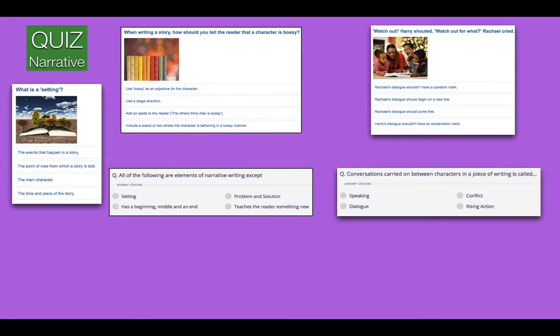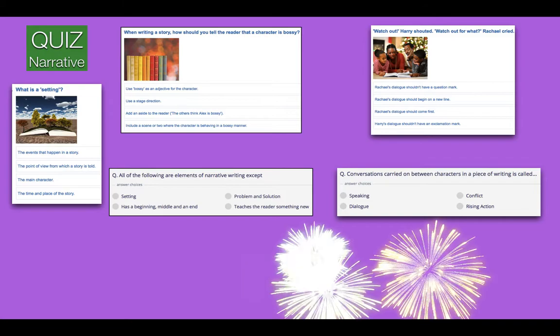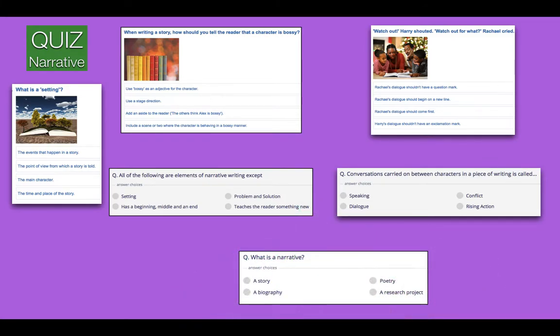Conversations carried on between characters in a piece of writing is called number one, speaking. Number two, conflict. Number three, dialogue. Number four, rising action. What is a narrative? Is it number one, a story? Number two, poetry? Number three, a biography? Or number four, a research project?